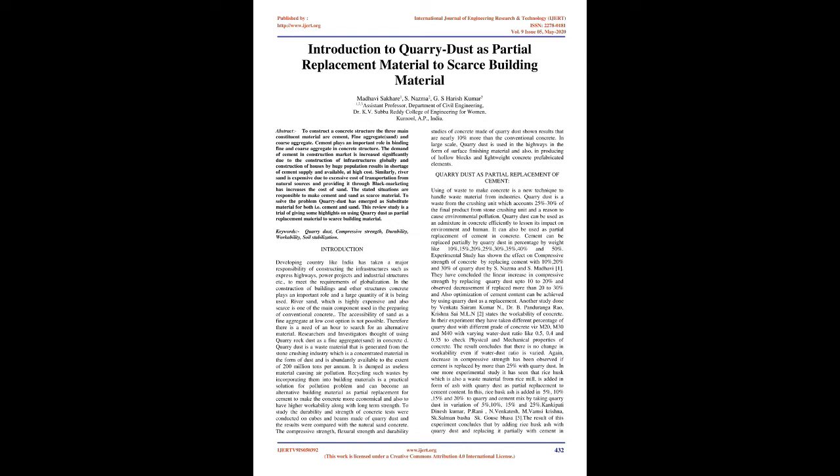Introduction. A developing country like India has taken a major responsibility of constructing infrastructures such as express highways, power projects, and industrial structures, etc., to meet the requirements of globalization. In the construction of buildings and other structures, concrete plays an important role, and a large quantity of it is being used. River sand, which is highly expensive and also scarce, is one of the main components used in preparing conventional concrete. The accessibility of sand as a fine aggregate at a low-cost option is not possible. Therefore, there is a need of the hour to search for an alternative material.